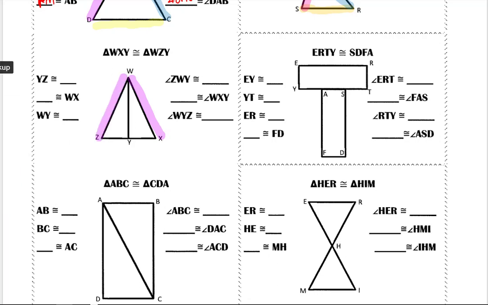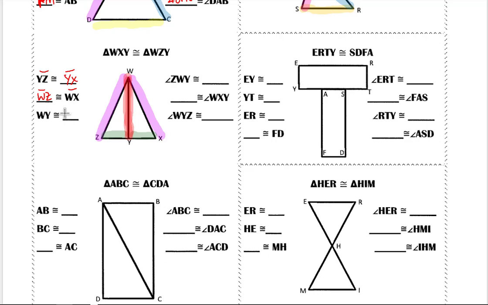So WX goes with WZ. XY is going to go with ZY. And WY goes with WY. So that sets the color coding up. And you just have to identify the matching parts.